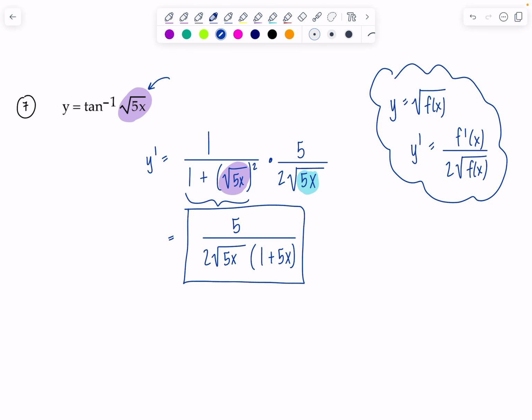This problem's from the practice test in my Calc 1 class. Not pre-calc. Oh my God, if I gave this to pre-calc. The answer key has this.